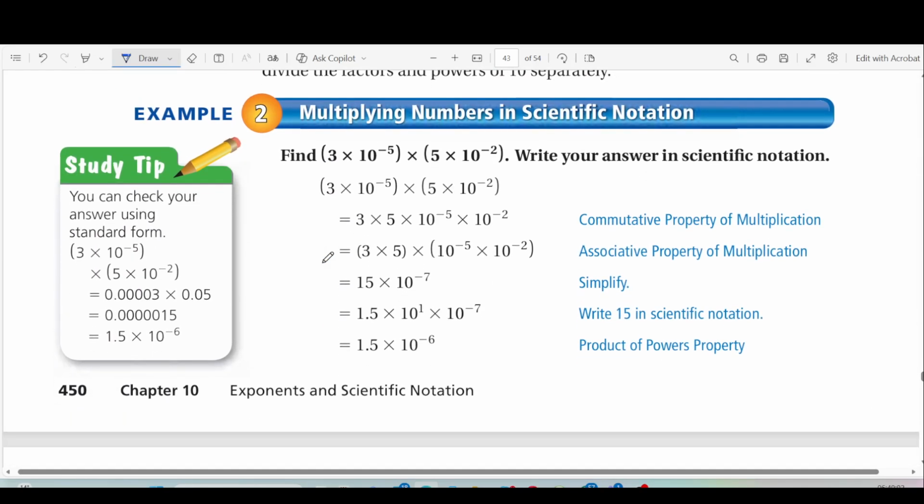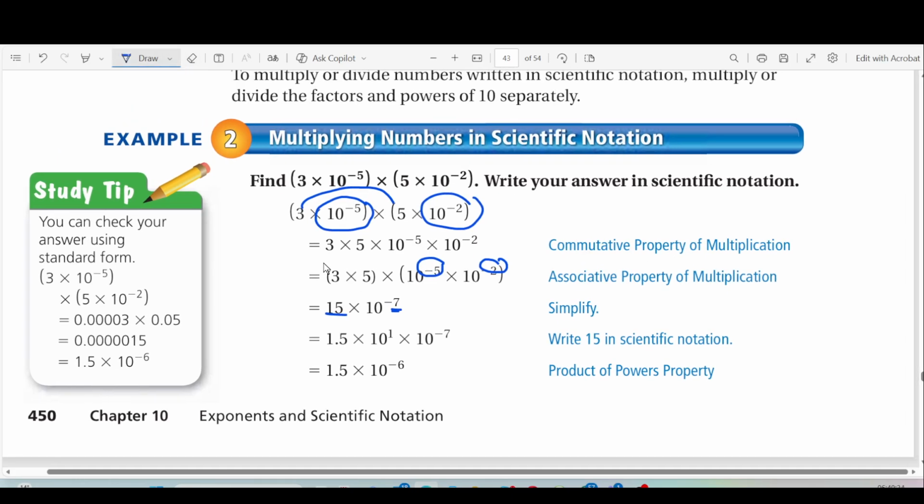So to multiply scientific notation numbers, like here, first we just multiply the factors. 5 times 3 is 15. We have 10 to the power 5 and 10 to the power -2. When two exponents are in multiplication, we need to add the powers. So -5 plus -2 is -7, right? Even if it's negative, we still add.